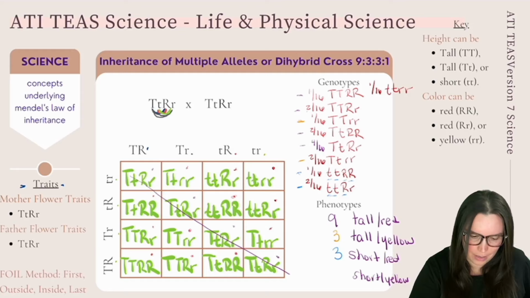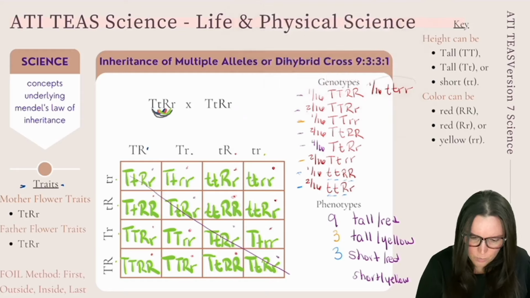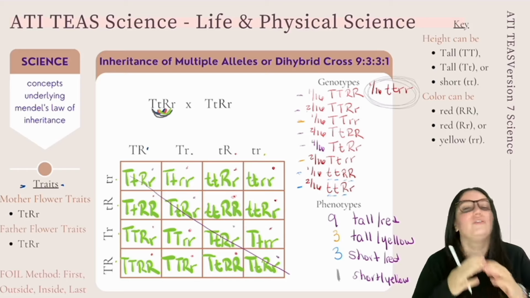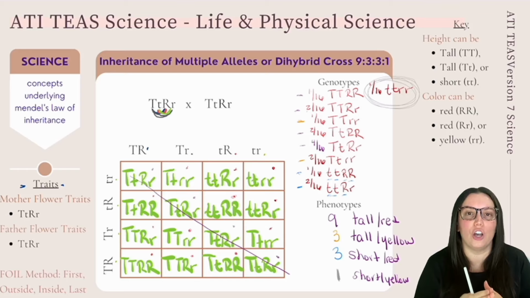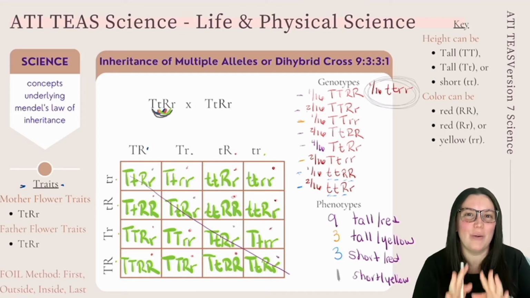And as we can see up here at the top, changing my color, we only have one of those, right? We only have one. So we're going to have one flower that is going to show short and yellow. That is how we break down our dihybrid cross.